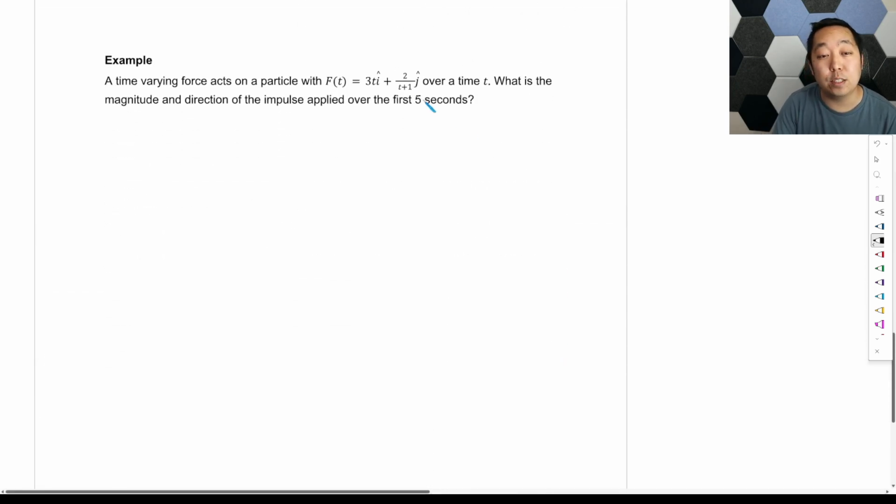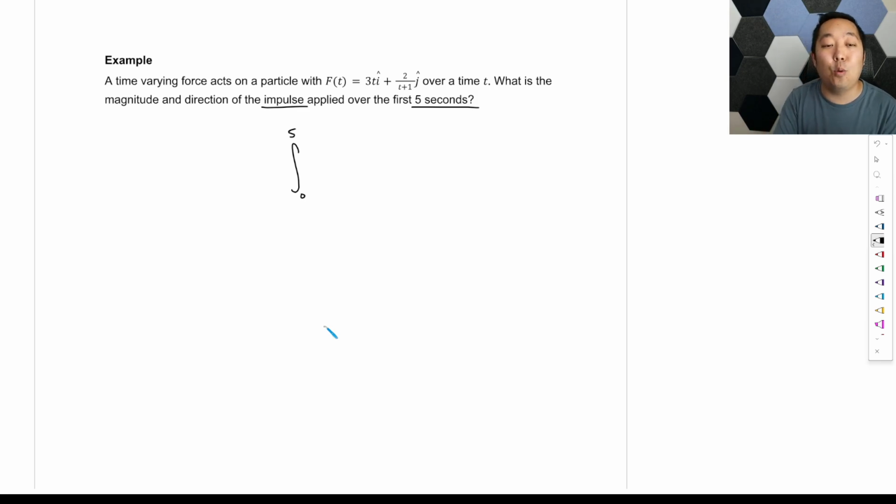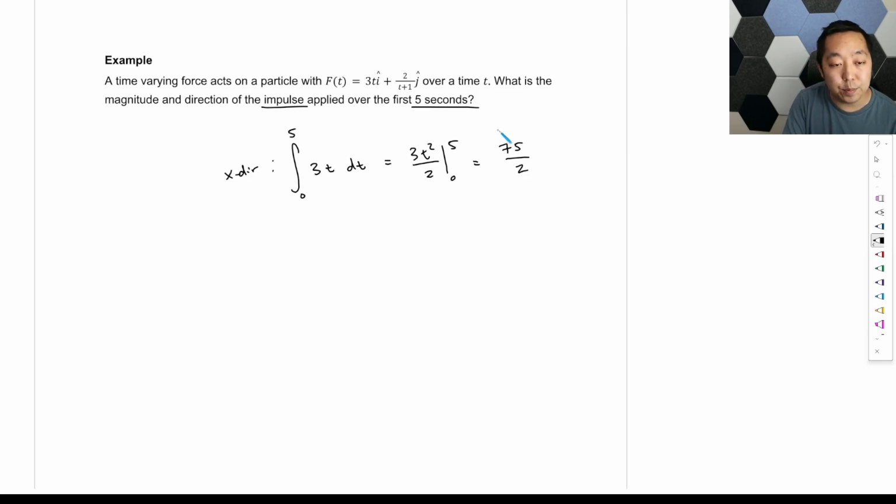Okay, let's do one with a vector. So we have a time-varying force. What is the magnitude and direction of the impulse applied over the first 5 seconds? Now we're integrating from 0 to 5, but again, we've got to do the x and y components separately. The x direction is the integral from 0 to 5 of 3t dt, just the x component. That's going to be 3t squared over 2 from 0 to 5, so 5 squared is 25, giving 75 over 2.